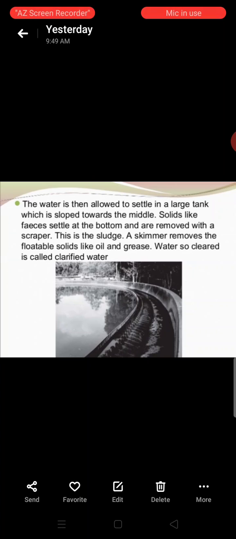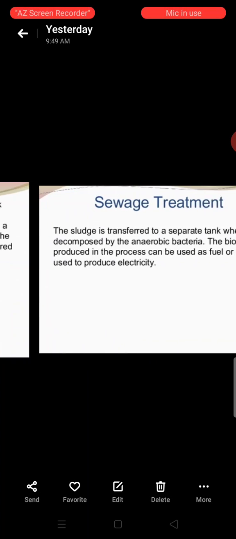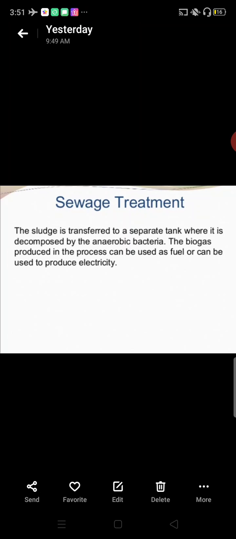Now the sludge is being made clearer, and then it is known as the clarified water. The sludge is transferred to a separate tank where it is decomposed by the anaerobic bacteria. The biogas produced in the process can be used as fuel or can be used to produce electricity. After that step, the sludge is being transferred into the separate tank where anaerobic bacteria are present. What do these anaerobic bacteria do? They decompose the sludge without the presence of oxygen and produce biogas. This biogas can be used as a fuel to produce electricity.